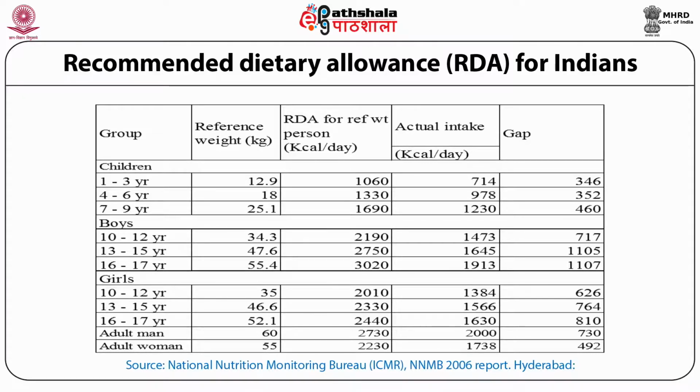If we talk about the boys and the girls during the childhood and the adolescent stage, we can see that there is an increasingly higher recommended dietary allowance for the boys as compared to the girls. But the gap in the RDAs, that is recommended dietary allowances, and the actual intake is seen to be more among the boys than among the girls. Similarly, the gaps are found to be quite higher among the adult men as compared to adult women in the recommended dietary allowances and the actual intake.